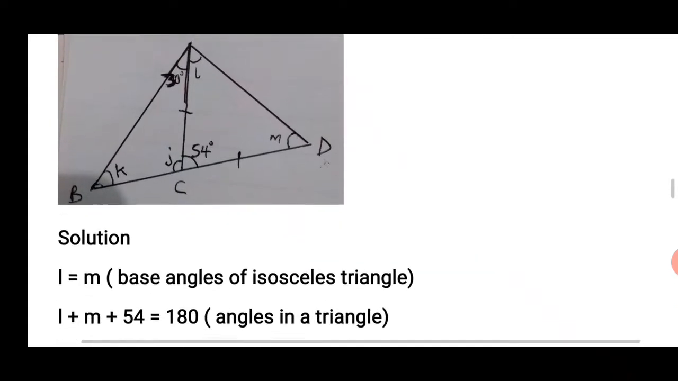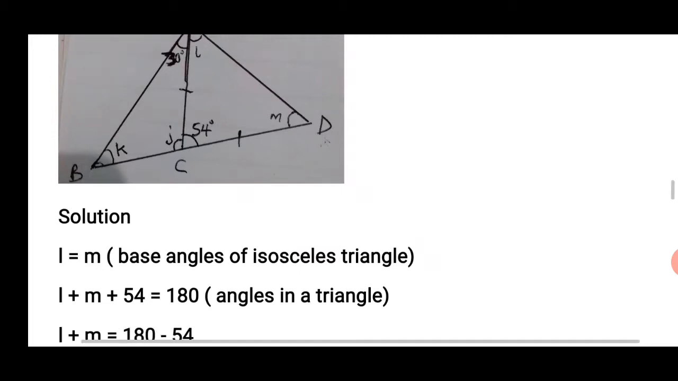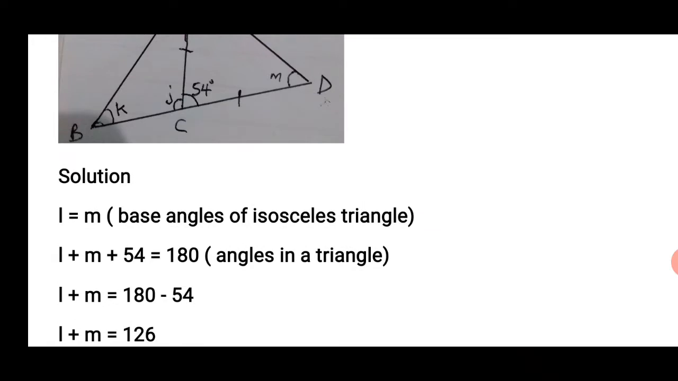Angle L is equal to angle M. We will put our reason inside bracket: base angles of isosceles triangle. So then we have L plus M plus 54 degrees equal to 180 degrees. That is angles in a triangle. Sum of angles in a triangle is 180 degrees. And we know that L and M are equal. Then we can just say that L plus M is equal to 180 minus 54.